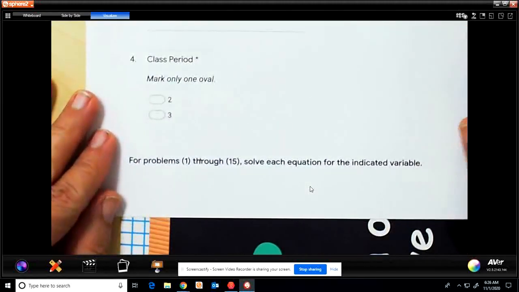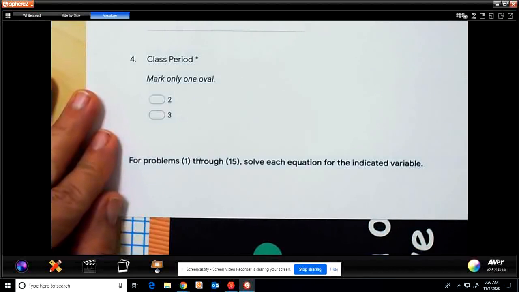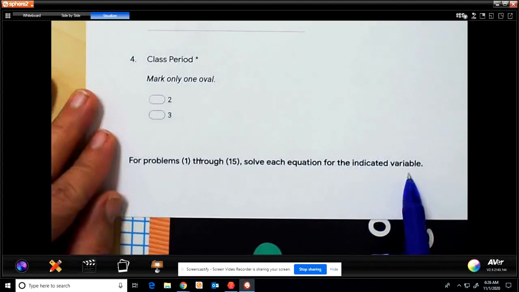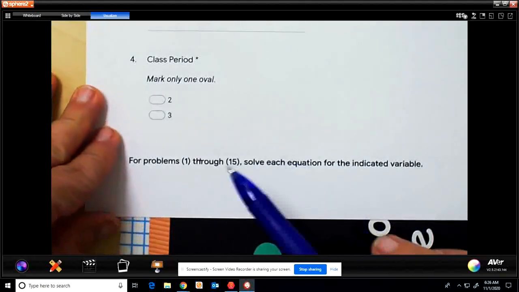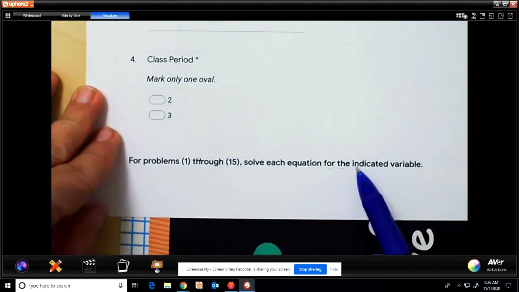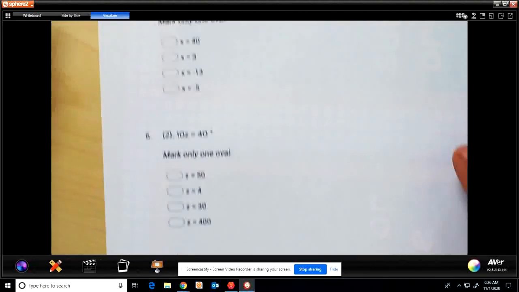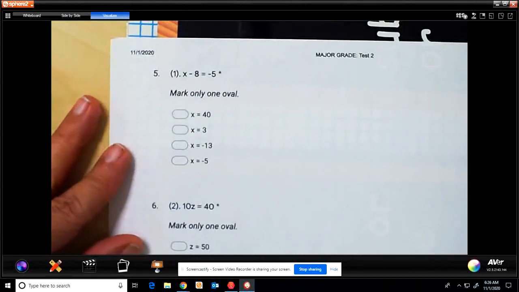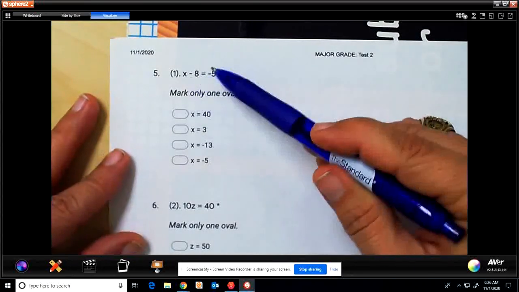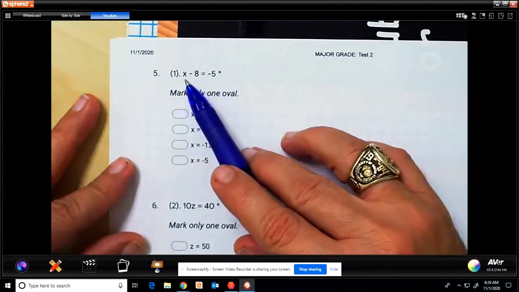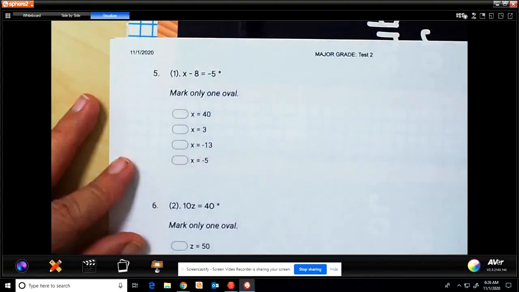All right. For problems 1 through 15, solve each equation for the indicated variable. Number 1. X minus 8 equals negative 5. X minus 8 equals negative 5.